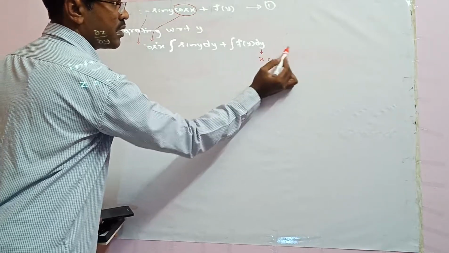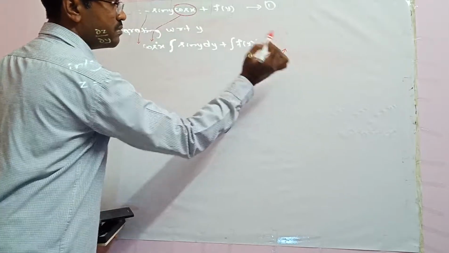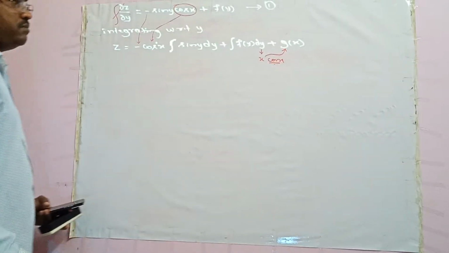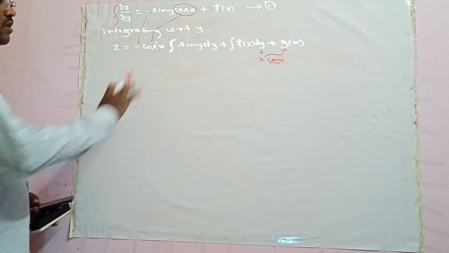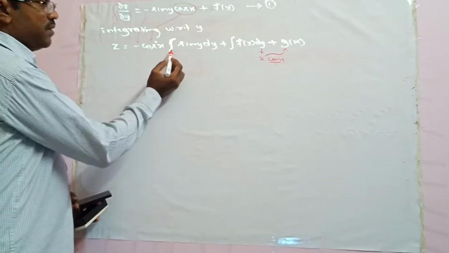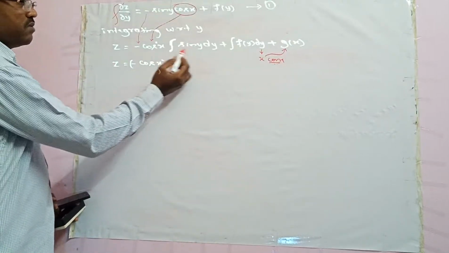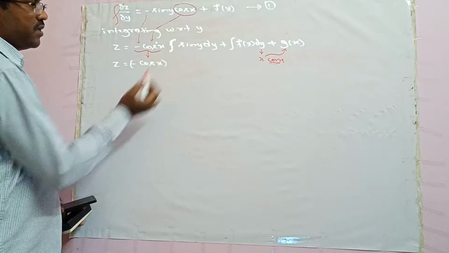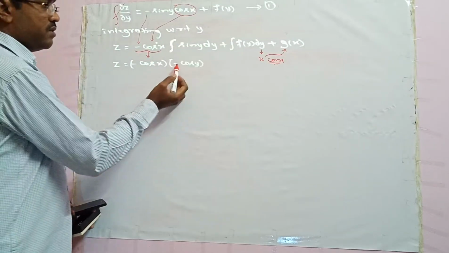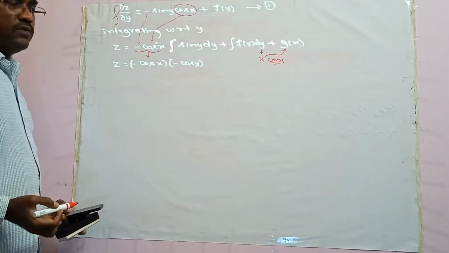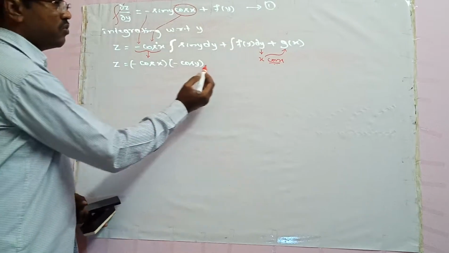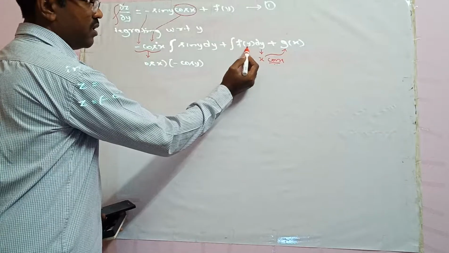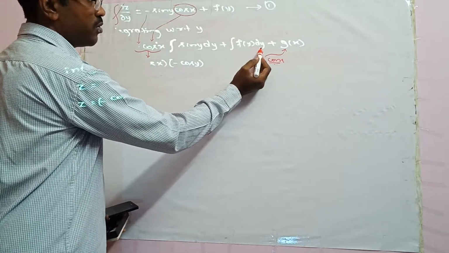Let us take the integration constant in terms of x, that is g of x. Now let us simplify this first. Integration of sin y. Write down this minus cos x as it is. What is the integration of sin y? It is minus cos y. Integration of sin y is minus cos y plus integration of f of y with respect to y.